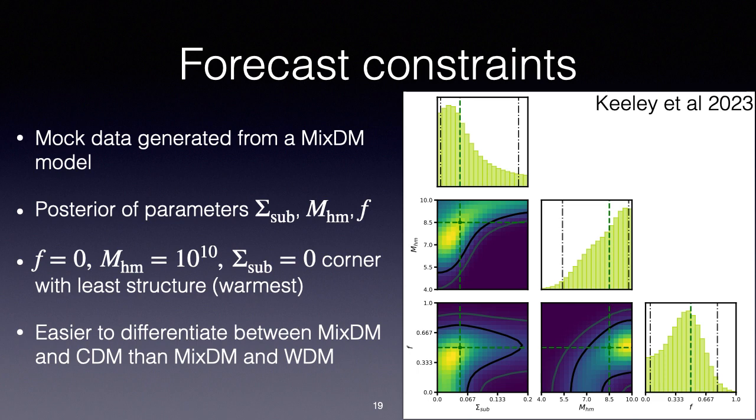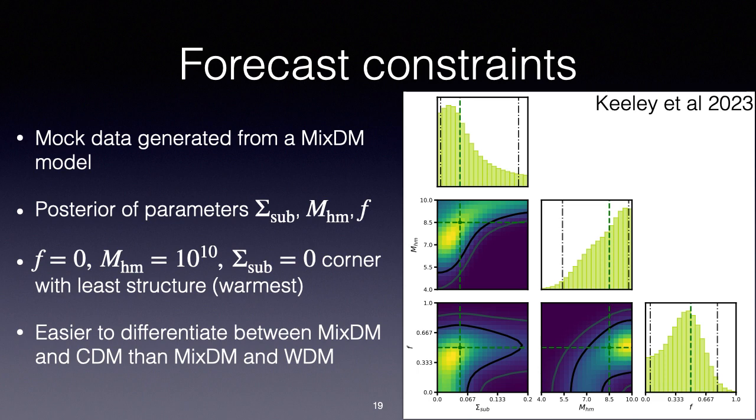And then also probably the more important result is that f equals 1, the pure cold dark matter case, is very ruled out. But slightly importantly, for the number of lenses that we use here, the warm dark matter case is less ruled out. It's harder to rule out purely.